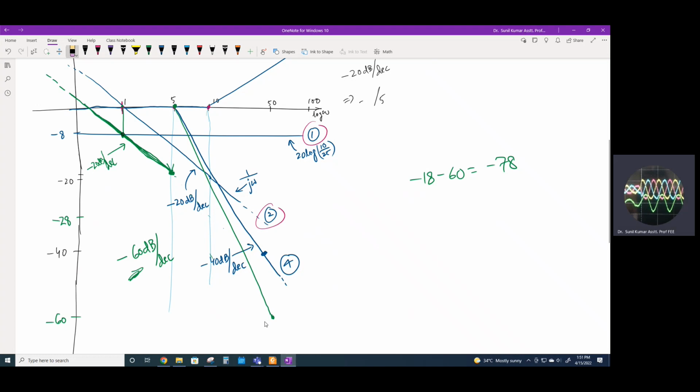All right, and just simply draw a parallel line starting from this point. Okay, starting from here, parallel to this green line, because the slope is minus 60 dB per decade, starting from this red dot. So just draw a parallel line until omega equals 10.